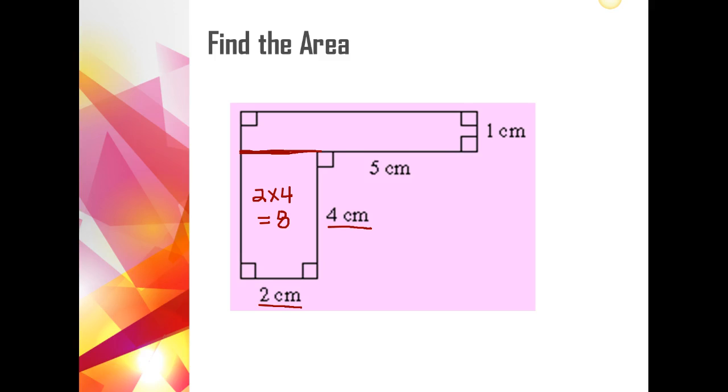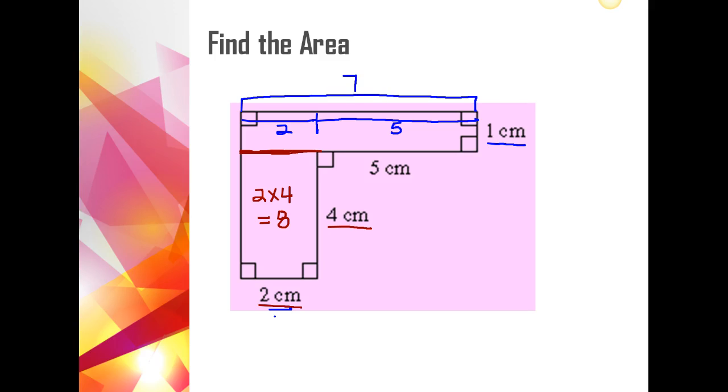The top rectangle has a side length of 1 centimeter, but we need to figure out what the other length is. Since opposite sides are equal, we know that from here to here is 5 centimeters. We also know that from here to here will be 2 centimeters, because it's opposite that other end. This means the total length of this side is 7 centimeters.